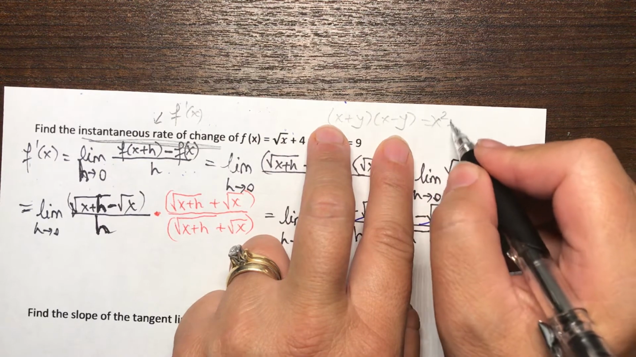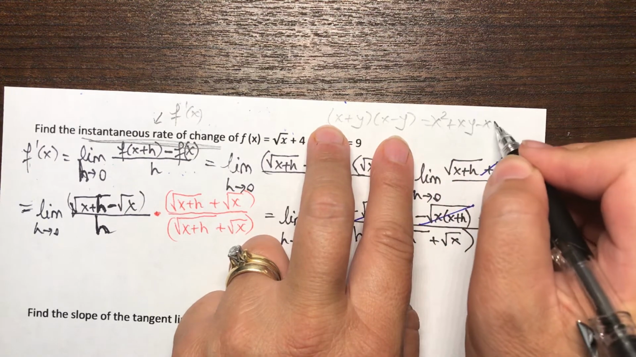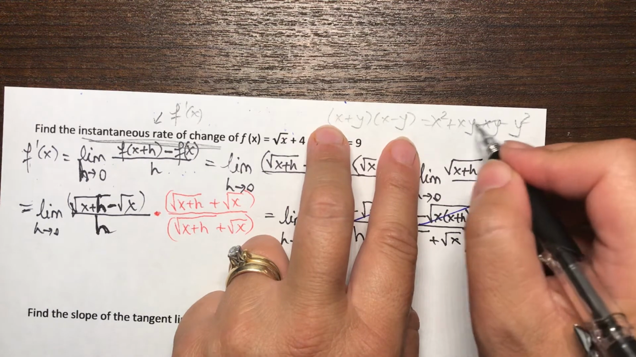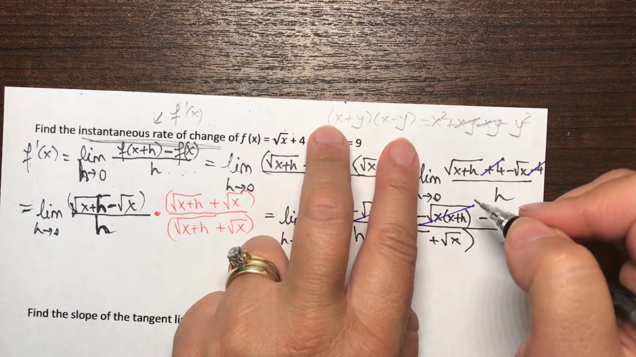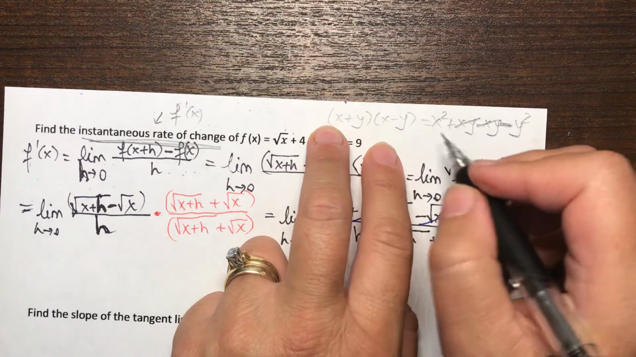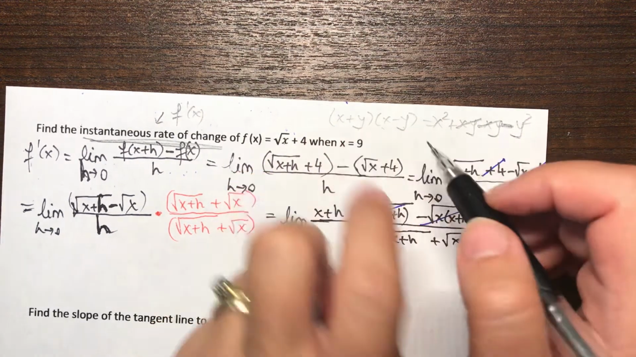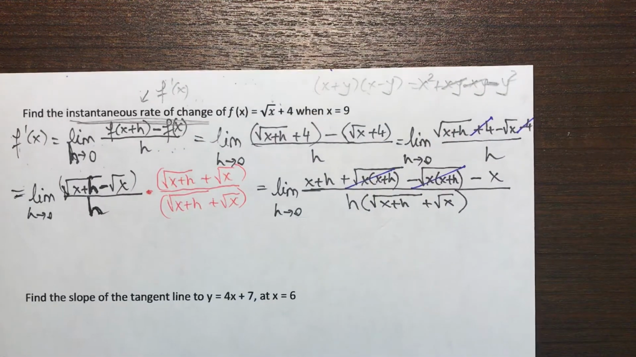You get an x squared plus xy minus xy, and then minus y squared. So the outer and inner products always reduce, yes? So that's really why we're switching the sign. You're just left with the x squared minus the y squared, and that makes them perfect squares.